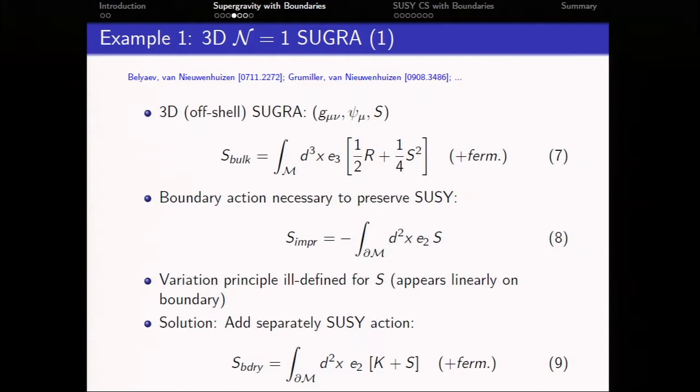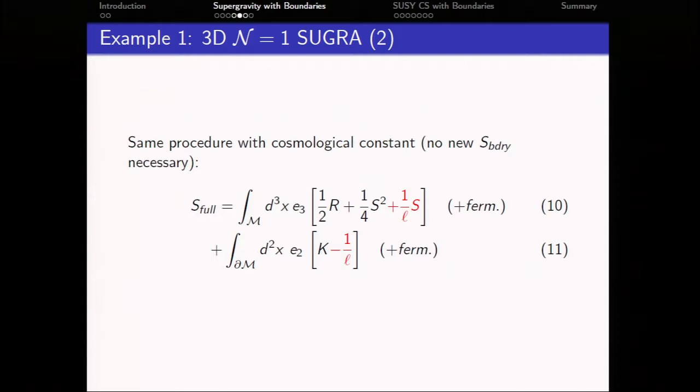So your full action is then going to be your bulk part and your boundary part, in which the linear terms in S cancel, and you just get the Gibbons-Hawking term, essentially. Now, you can do the same procedure when you add a cosmological constant to the problem. If you add a cosmological constant in the bulk, you can do this in an off-shell formalism by adding this term here. So 1 over L is your anti-de Sitter radius, if you will. Then if you follow this procedure, you need a new improvement term on the boundary, which is simply this minus 1 over L.